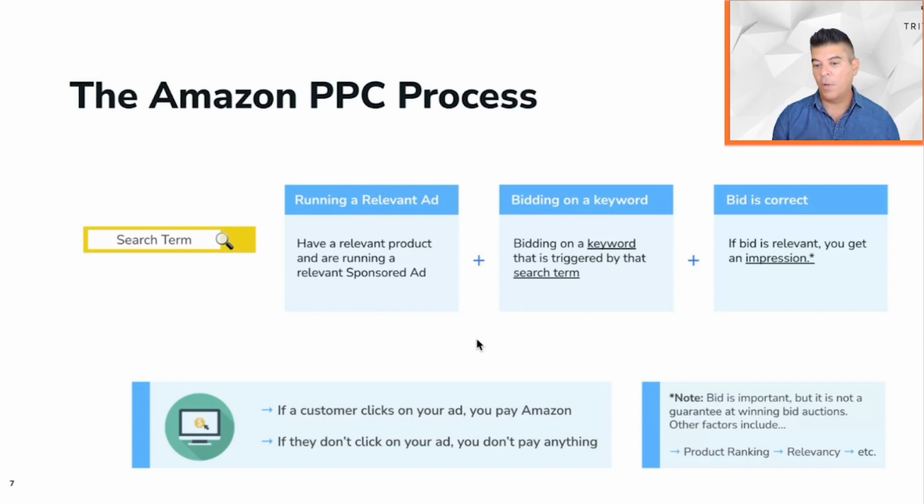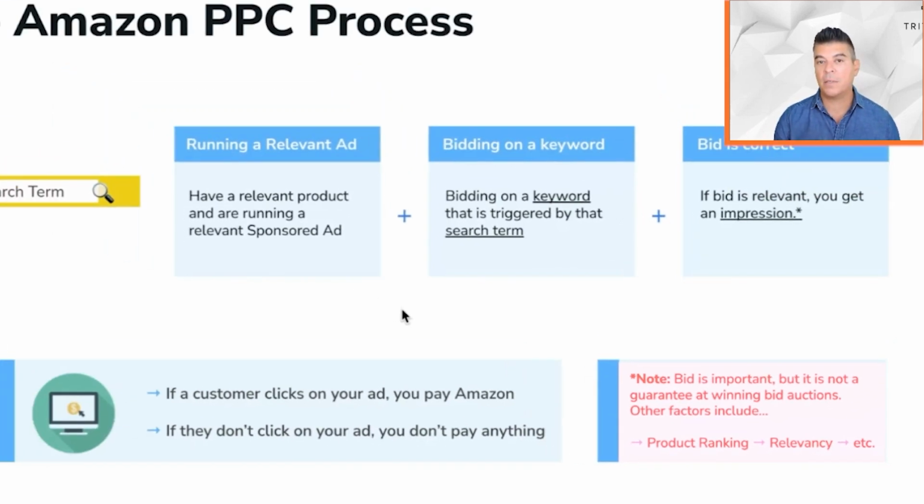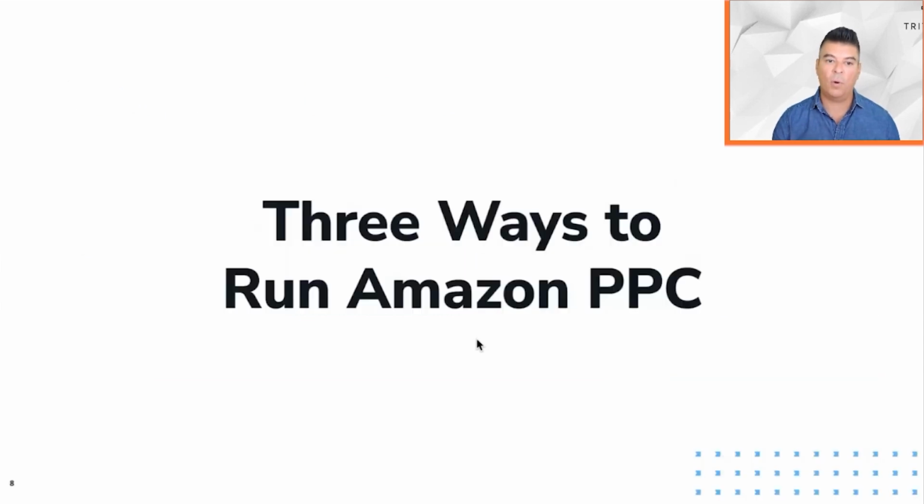So again, note that the bid is important, but it's not a guarantee. You could be paying the highest bid. You could have a $20 bid on certain keywords or higher, and you still might not show up. It's really ranking, relevancy, history, and a lot of different things that the algorithm takes into account when choosing an ad to appear for certain keywords.